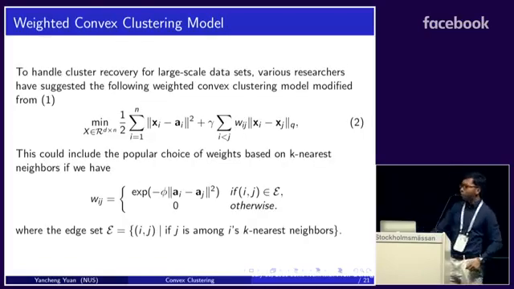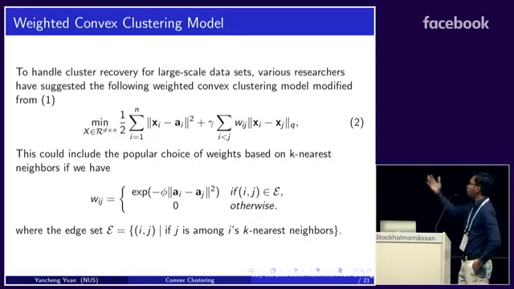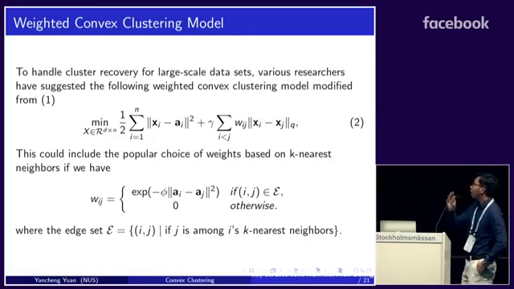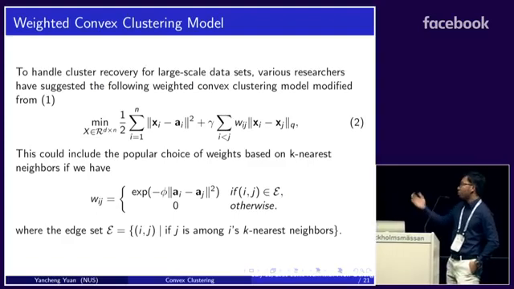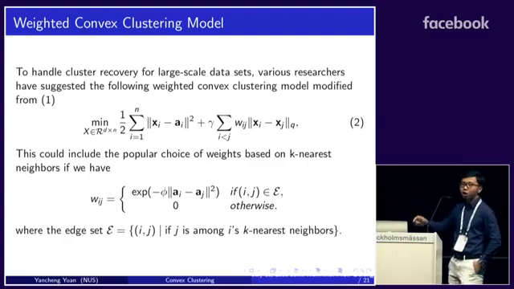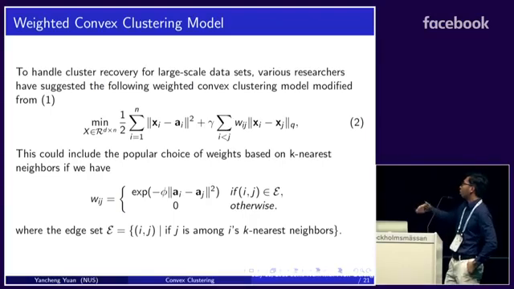So many researchers suggested this weighted version. With it, you can include a very interesting choice of the weights by KNN labels. Then you reduce the number of regularizers from quadratic to linearly dependent on n. So in this talk, I will mainly discuss how to solve this problem efficiently.